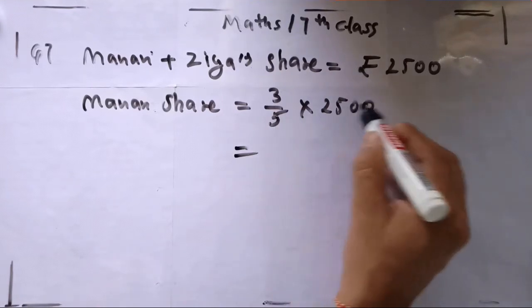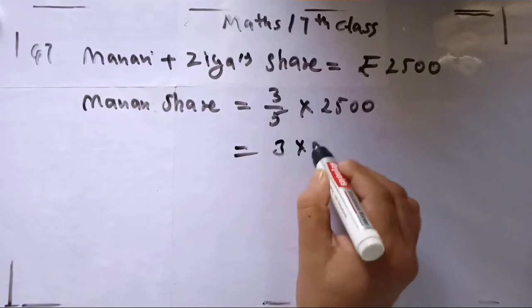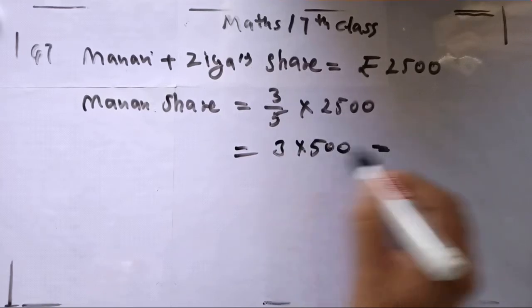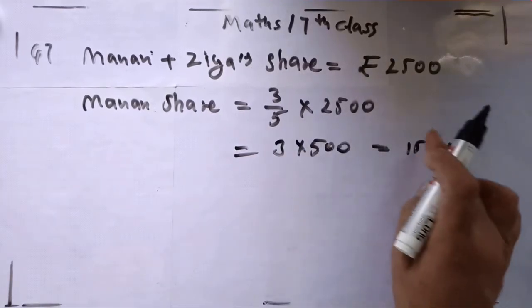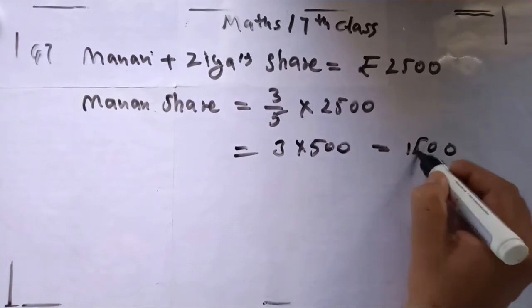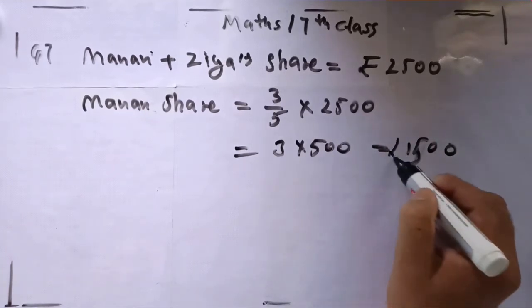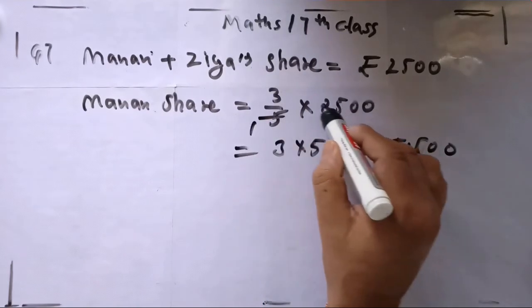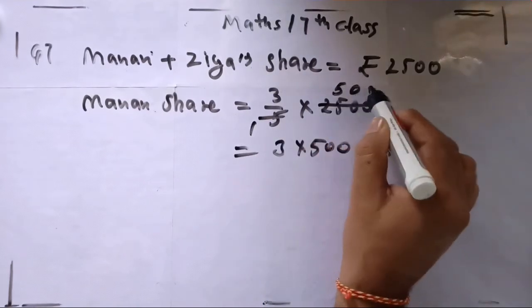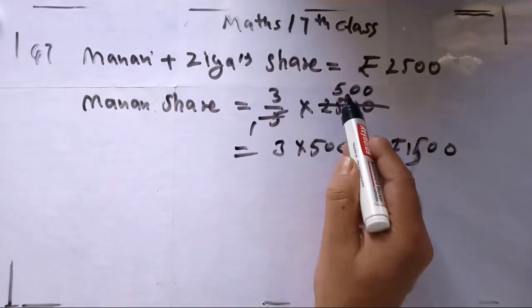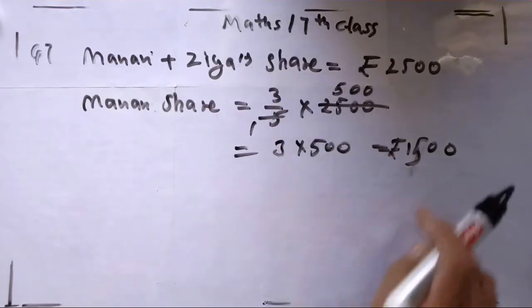5 ones are 5, 5 fives are 25. So 3 into 500, this is equal to 1500. So Manan's share is equal to 1500. How to get this 1500? 5 ones are 5 and 5 fives are 25. 500 into 3, this is Manan's share.